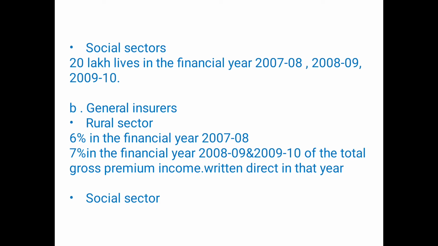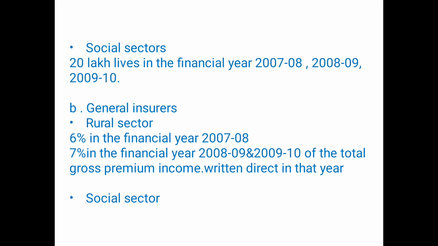Under general insurance, the rural sector is 6% in financial year 2007-8 and 7% in the financial years 2008-9 and 2009-10 of the total gross premium income written direct in that year. Next, social sector. For the financial year 2007-8, the average number of lives covered by the respective insurer in the social sector in the financial years 2002-3 to 2004-5, or 5.5 lakh lives, whichever is higher.